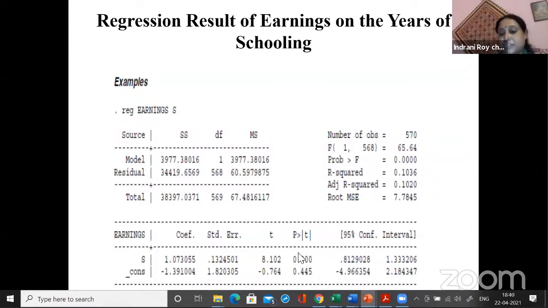So now look at the t values. What you find for years of schooling is that the t value is 8.102. What does it mean? It means it is greater than 3, so you can say that it is highly significant. That means you reject your null hypothesis at the 1% level of significance. Just use the rule of thumb: it is greater than 3.